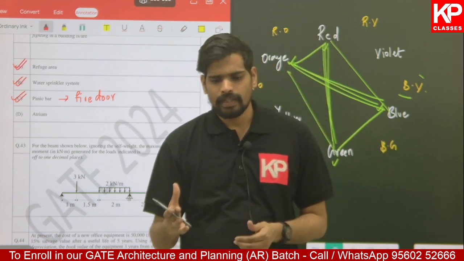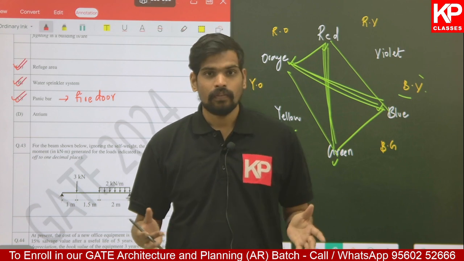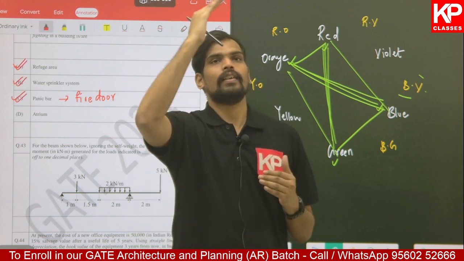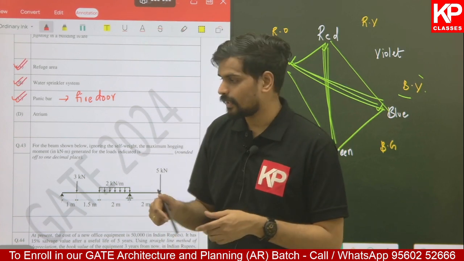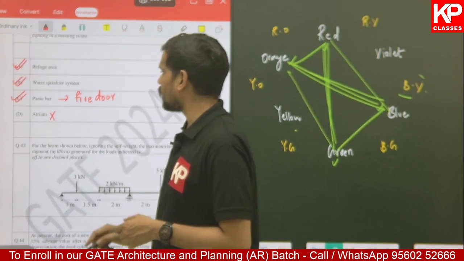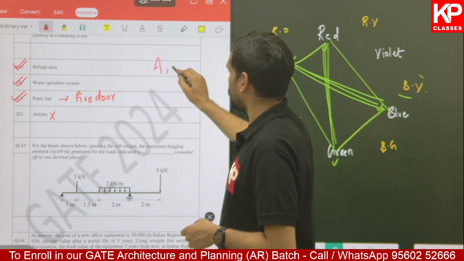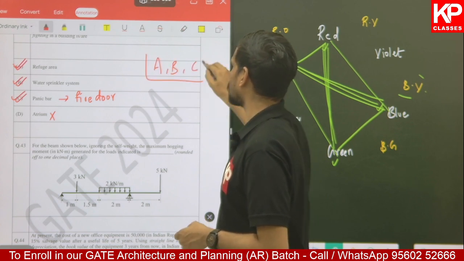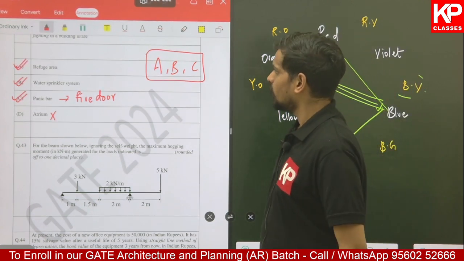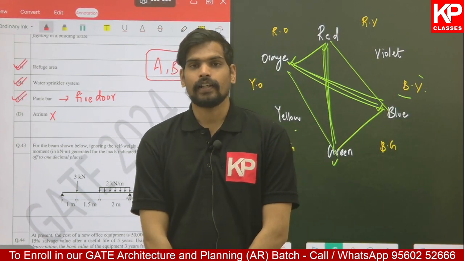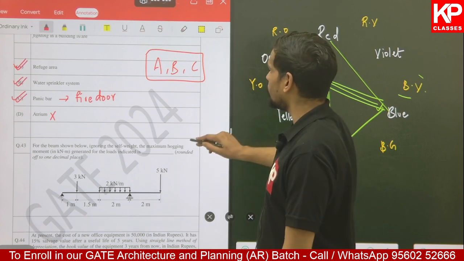Atrium is a part of a building which is generally a lobby area where you can have a visual connect with multiple floor levels from that open central space. It's not necessarily a component of firefighting. So A, B and C are the correct options from the firefighting terms point of view. So that was the last theoretical question. Let us now move on to the remaining numerical questions.